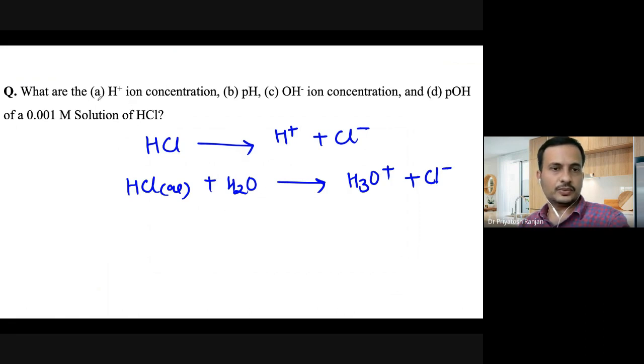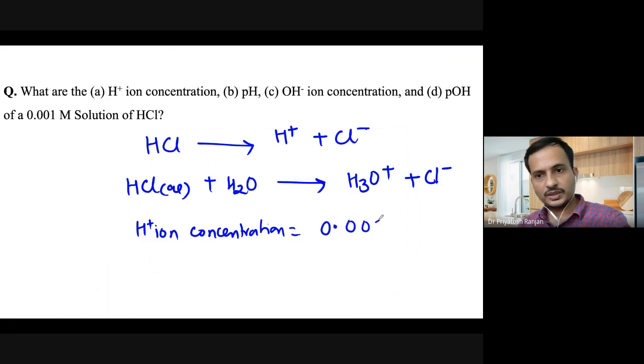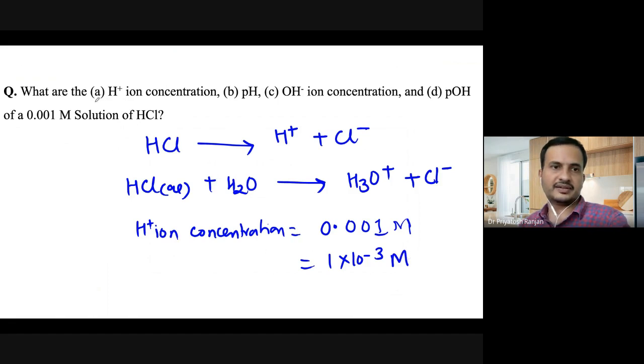Simple. So what is the H plus ion concentration going to be in this particular question with this much concentration given? So the hydrogen ion concentration is going to be equal to the concentration of the HCl which is given, which is equal to 0.001 molar. Now the other way to write this number is 1 into 10 raised to the power minus 3 molar hydrogen ion concentration. So A part, I hope this would be clear to each and every one of you.